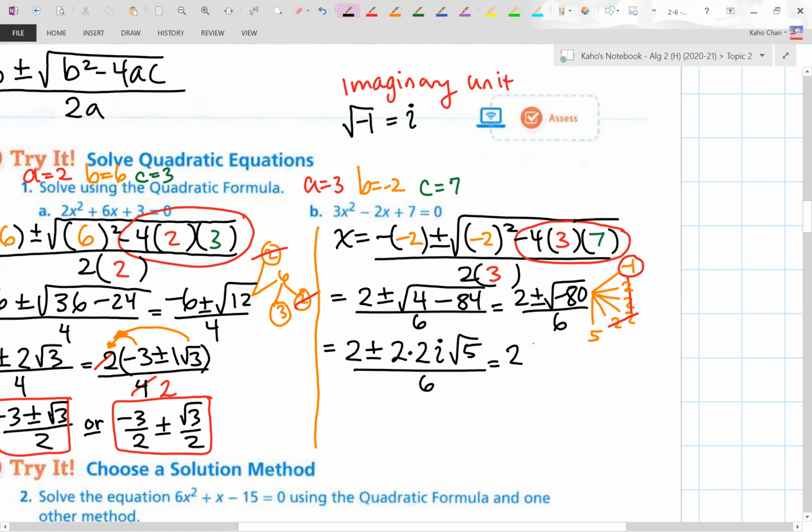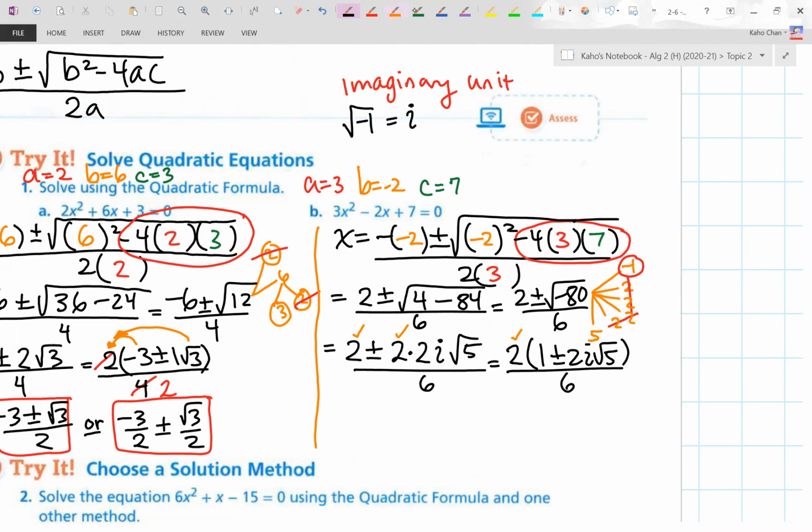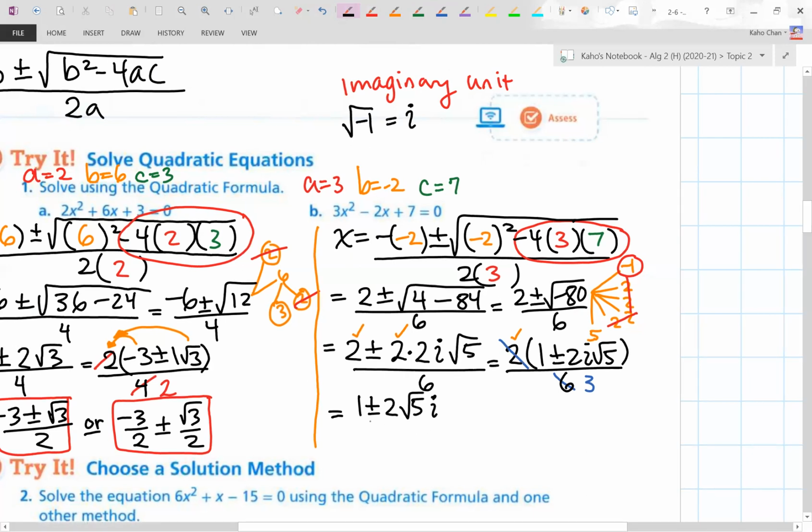You can factor out a 2 from that mess, leaving 1 plus or minus 2i√5, right? There's a 2 and a 2 that we just took out right there, meaning factor out a 2, all over 6. 6 and 2 reduce to a 3. This gives me 1 plus or minus 2, and I'm going to put the i in the back. I know that's going to look kind of funny, but it's traditionally right there. All over 3 is an answer.